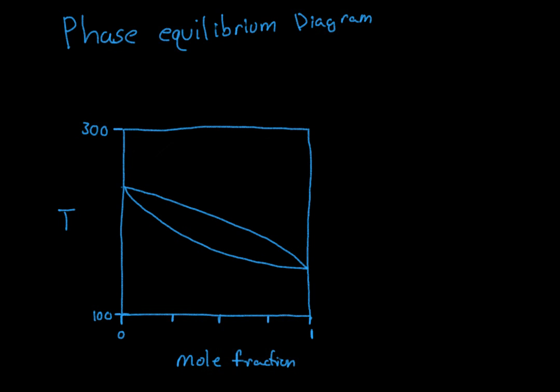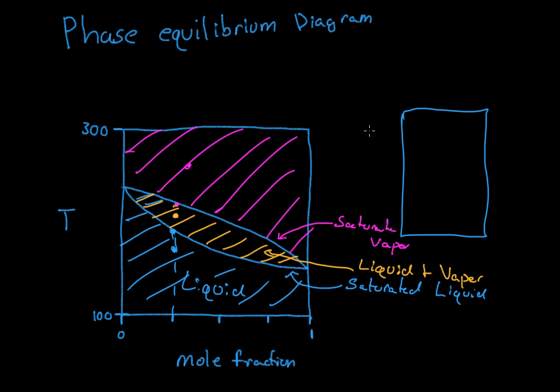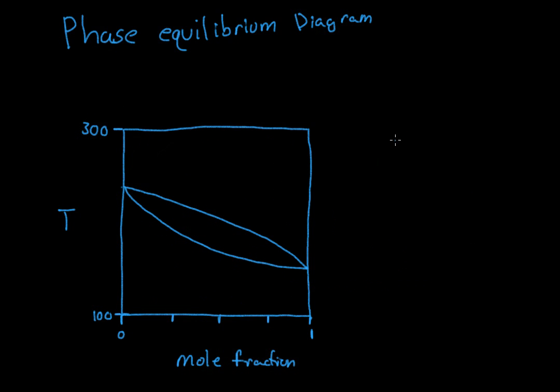Alright, I just want to continue on with phase equilibrium diagrams. Let's make a system where we have a cylinder with a piston on top. And of course, this piston can move. There will be no friction on the piston. It can move completely free.